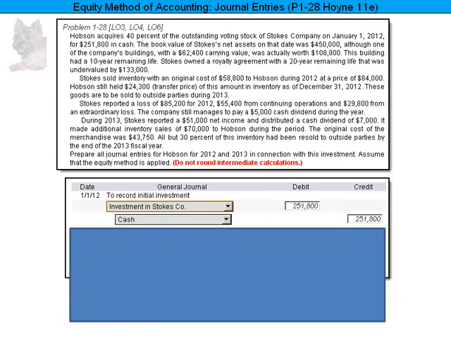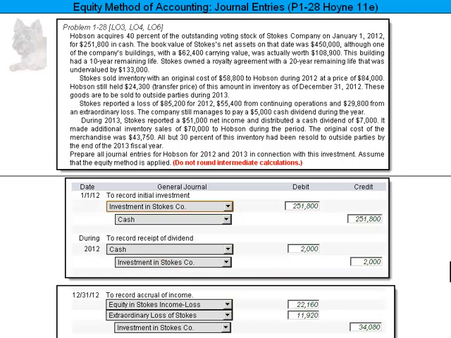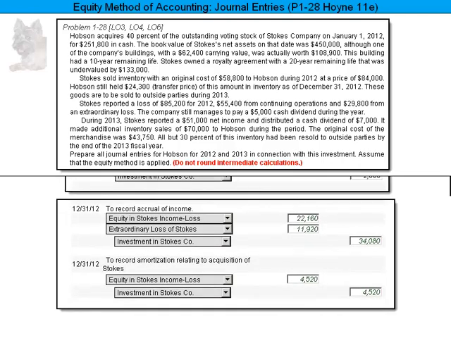Okay, now you see the first entry that we're going to make. On January 1st, 2012, we need to record the initial investment in Stokes. So we debit the investment account and credit cash for $251,800. Comes from right there. Okay, then we move this off. We'll tackle the second entry. We record the receipt of the dividend. So we get the cash, and a receipt of dividend reduces our investment. Okay, let me slide that up and we'll tackle the next two entries.